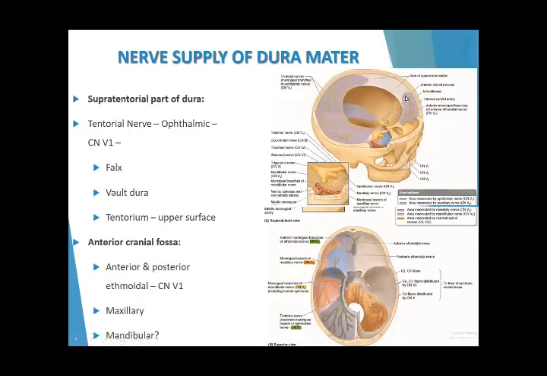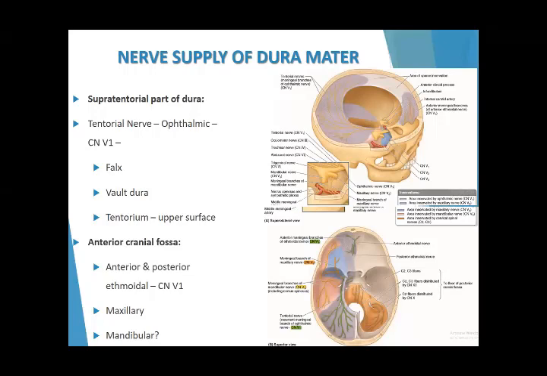So the ophthalmic branches, cranial nerve 5 जो है, which is trigeminal की first branch, ophthalmic branch. The ophthalmic branches supply this box. It supplies all the dura of the calvaria, lying on the inside of the skull, plus the tentorium की upper surface. The tentorium है, इसकी upper surface. All this is supplied by the ophthalmic branch, first branch of the trigeminal nerve.